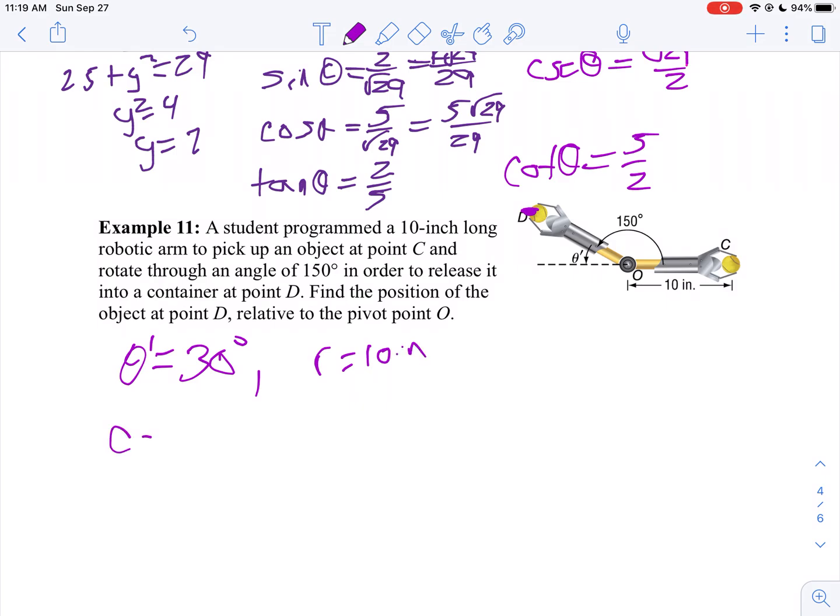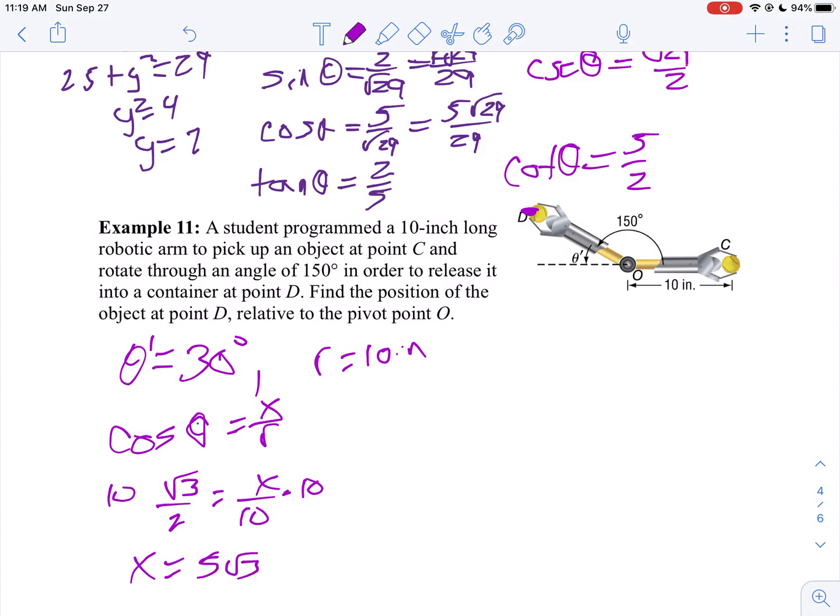I know cosine of theta is x over r. In other words, I need to find x. I know the cosine of 30 degrees because I have it memorized. The cosine of 30 degrees is the square root of 3 over 2, equals x over 10. Well, multiply both sides by 10. X equals 5 radical 3.